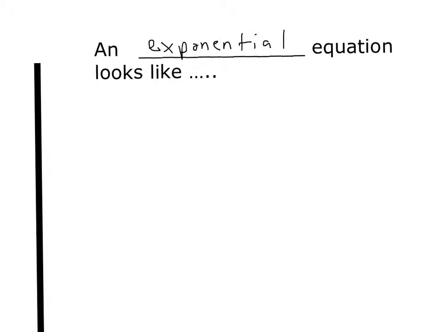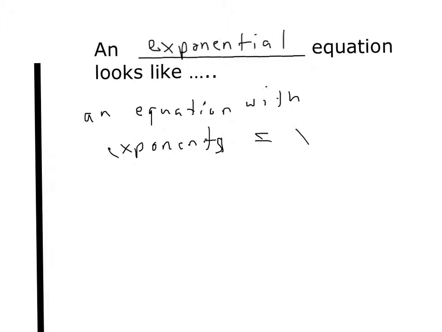Okay, an exponential equation looks like this. Write down an equation with exponents equaling x. Okay, so your exponents will always be a variable. So an example that you might see is y equals 2 to the x. You have a variable for your exponent, so you know that that is going to be an exponential equation.